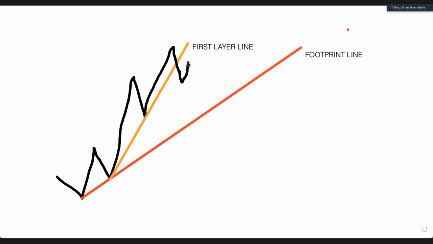After the pullback happens, we want the first point to be higher than the second point. Why do we prefer that? So that we can draw a footprint like this, but in the opposite direction.